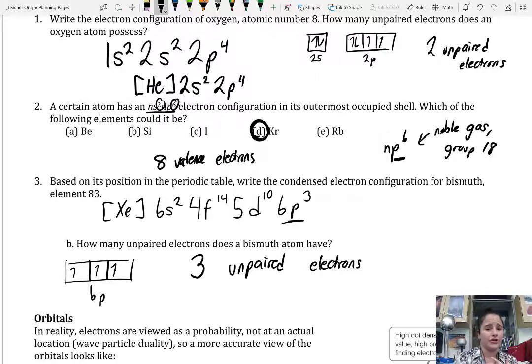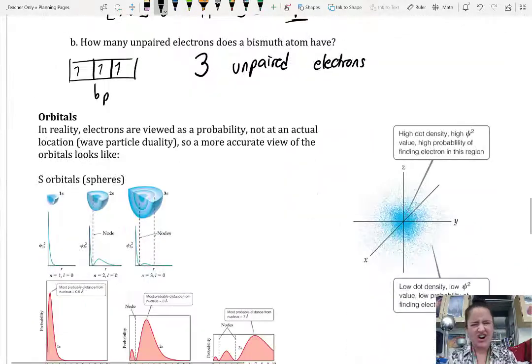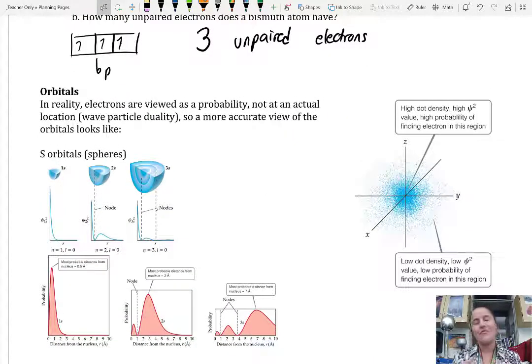Now, electron configurations are great, and these orbitals and notations make sense, but what does that actually mean? And that gets a little bit confusing, because in reality, electrons aren't quite orbiting. They're more of a wave of probability, okay? If we were actually going to represent the s orbitals, we would do something like this, okay? Where a high dot density means there is a high, that is called the wave function. Okay, basically there's a high probability of finding an electron in that area.